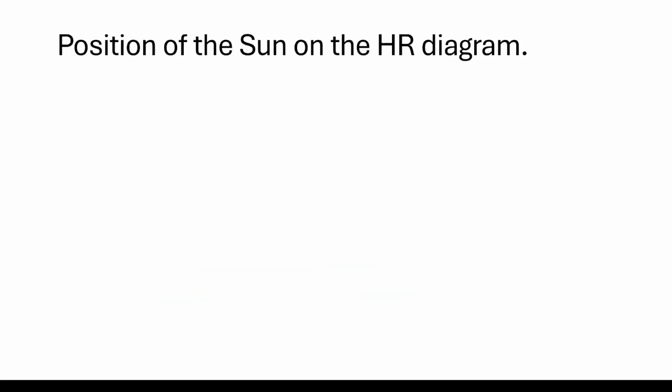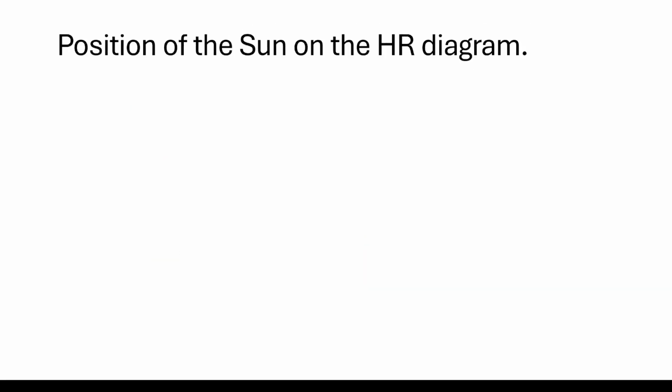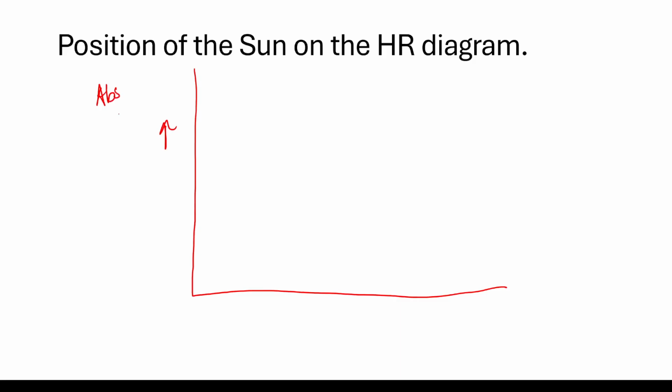Now, this we need to know for the exam. Where is the position of the sun? Has the sun currently used up all its hydrogen, or is it still using it? Where is it? Let me just try and make it here again. So just to make you remember, what do we have here? We have absolute magnitude or luminosity, just writing the short forms. And then here you have decreasing temperature.